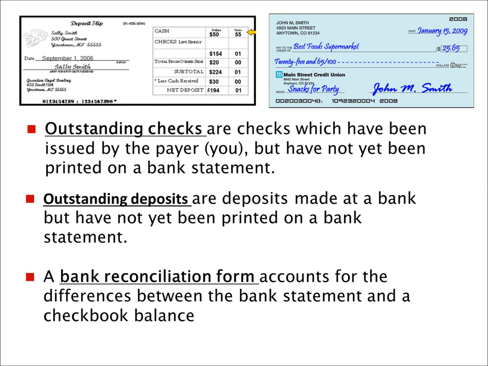So on this screen in front of you, you have three vocabulary words. It's important to know the difference between an outstanding check and an outstanding deposit, which are the first two words on your screen.